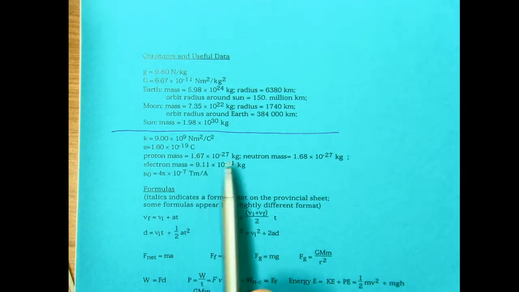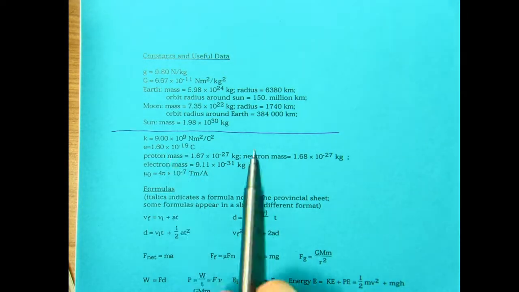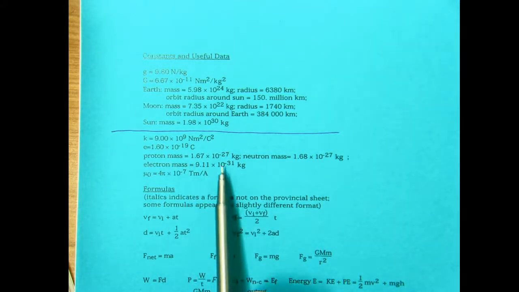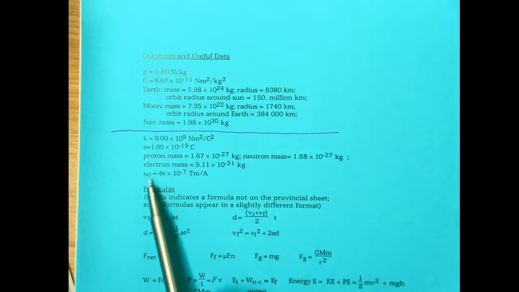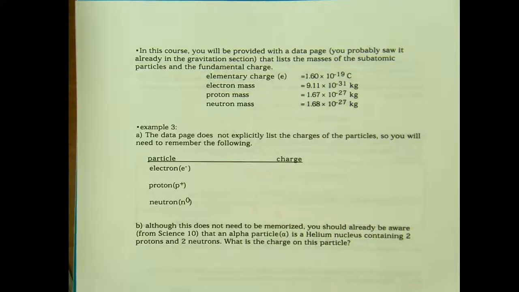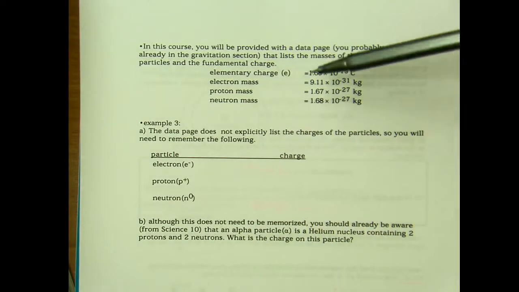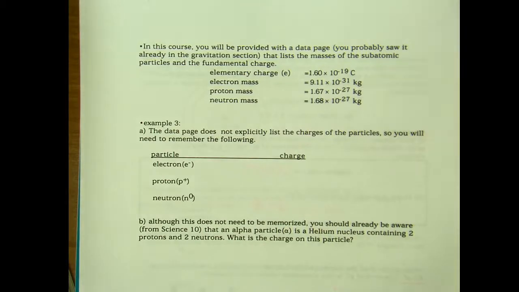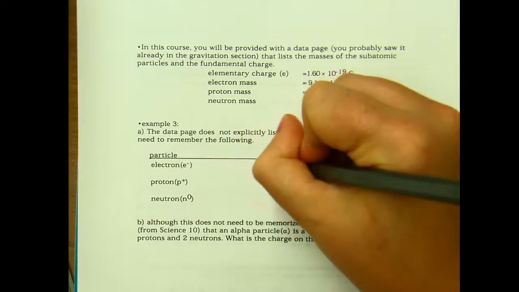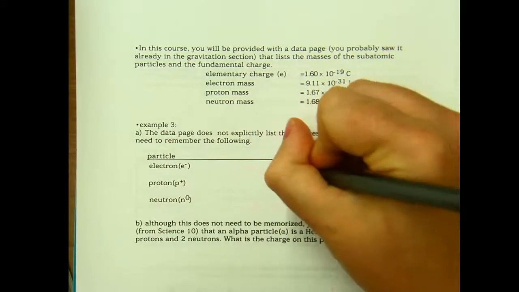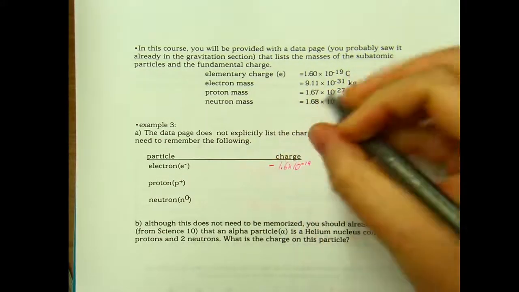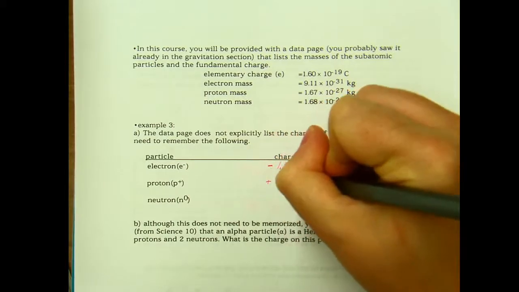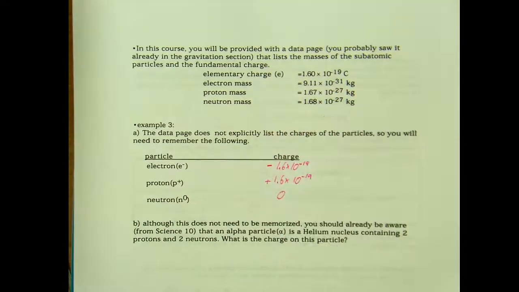We've got the mass of the proton, mass of the neutron, mass of the electron. You can see that protons and neutrons are very similar in mass. Electrons are much, much lighter. And we'll get to what mu naught and k are in a bit. The data page does not explicitly list the charges of the particles, so you have to remember that electrons are negative. An electron would have a charge of negative 1.6 times 10 to the negative 19, a proton would be positive 1.6 times 10 to the negative 19, and a neutron would have no charge.